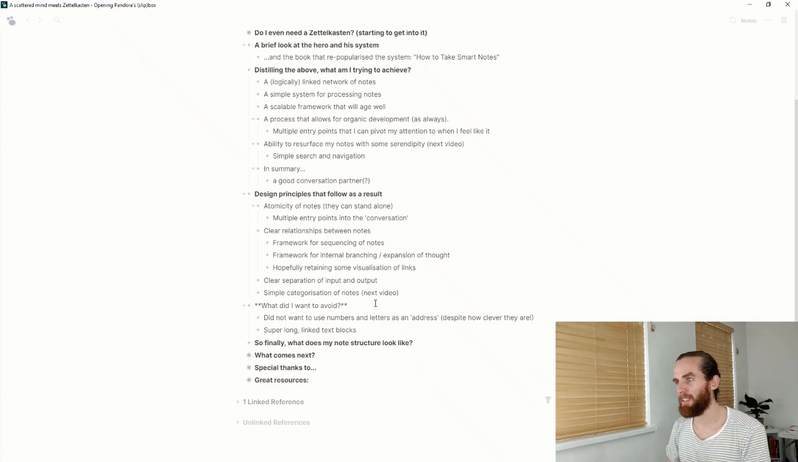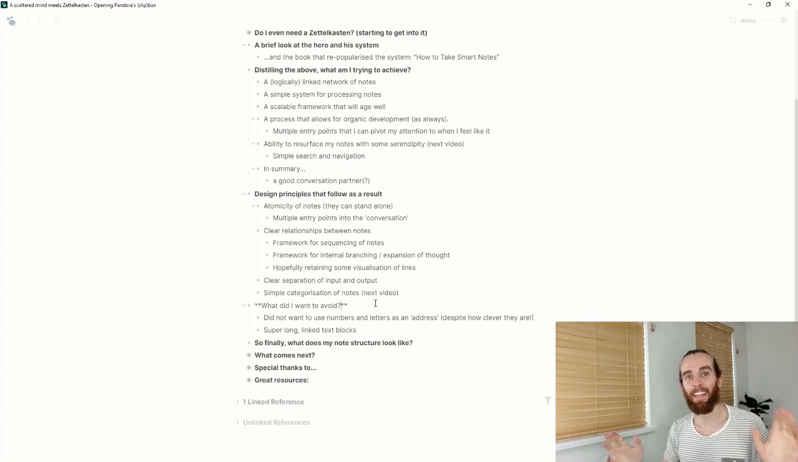What did I want to avoid? I think this is also important. I wanted to avoid the use of numbers and letters to give these cards or these notes an address. And they're very clever. It's a very elegant solution, but with a digital program, I don't think we actually need that anymore because the address is stored elsewhere. Some things which I've seen in other people's approaches are super long linked text blocks. And I really wanted to avoid that. I did not like the long text blocks. I wanted to have short links.